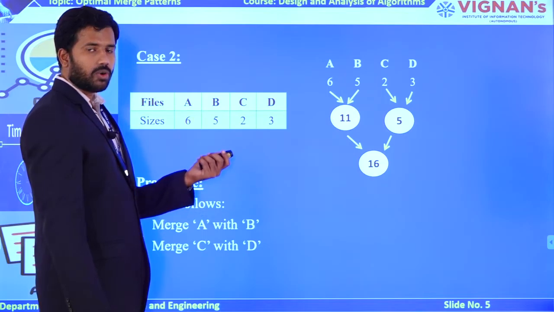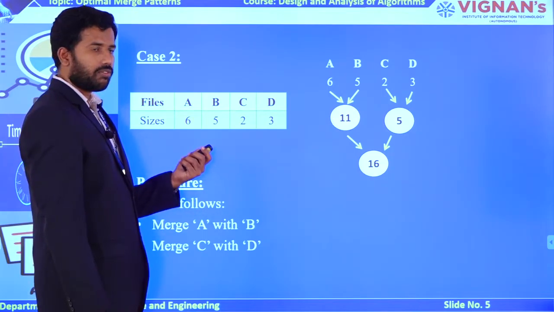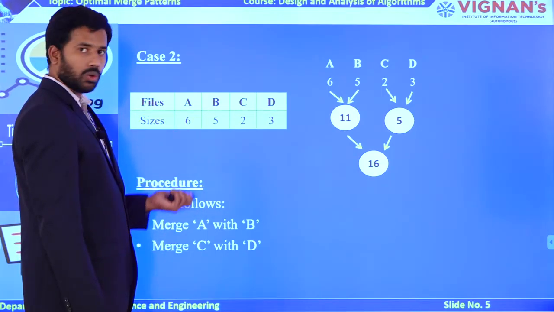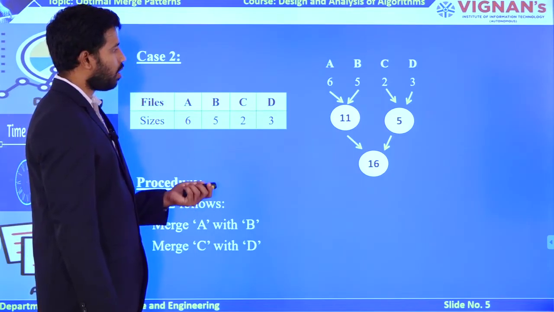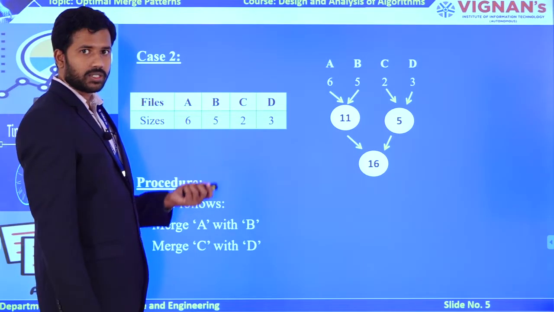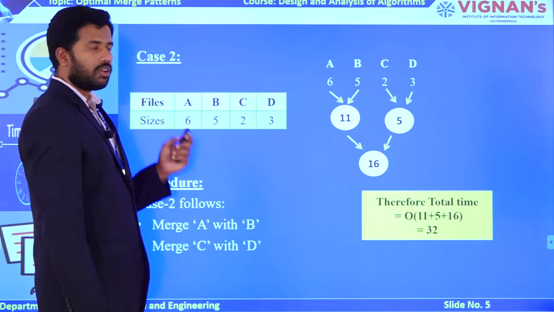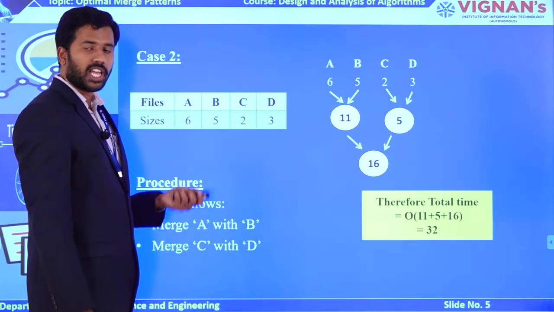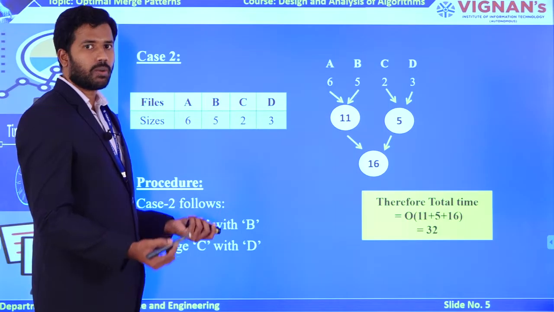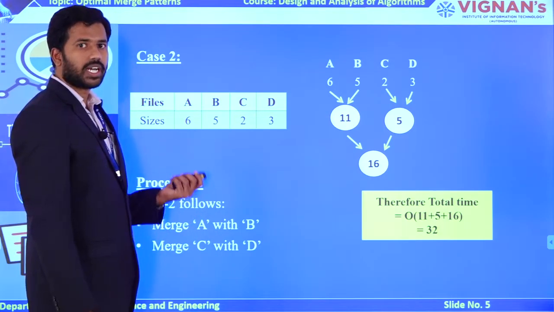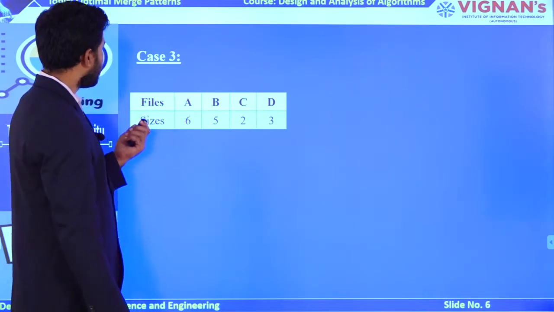So if you find out the time complexity for following this case number 2, ultimately it is going to be order of 11 plus 5 plus 16, together it is going to be 32. So 32 is the time complexity if you are following this approach. Likewise, how many approaches are you getting? Multiple approaches. Now let us observe the greedy approach, that is case number 3.